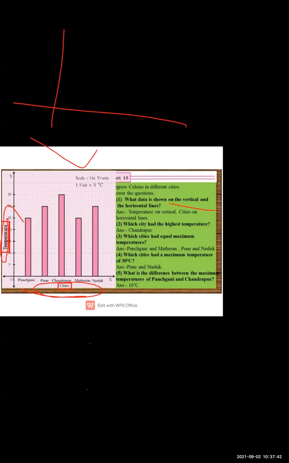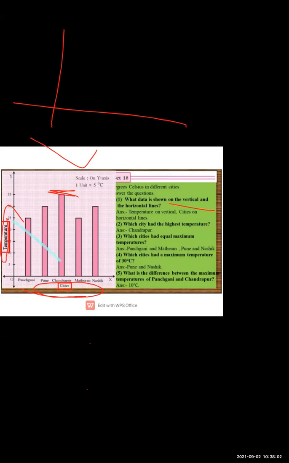Next question is, which city had the highest temperature? In which city is the highest temperature given? That is Chandrapur. You can see the highest temperature of this. It is Chandrapur. So you will write the answer Chandrapur.